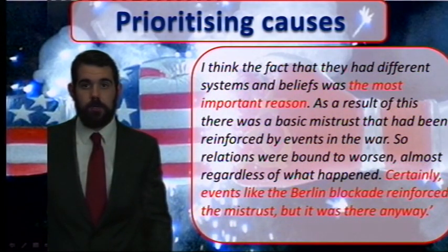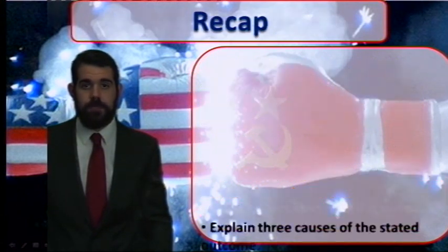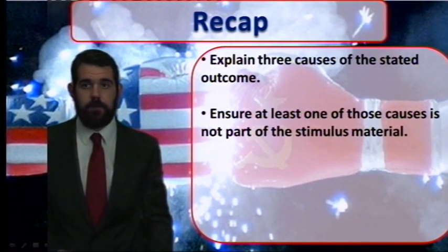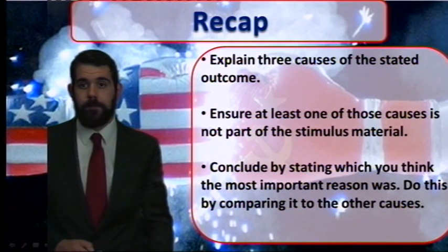So here is my conclusion for the most important reason, and I've justified it in comparison to the other events that I've talked about. So to recap, 3 causes explained that led to a stated outcome. Ensure at least 1 of those is not already written on the paper, and conclude by stating which you think the most important reason was.